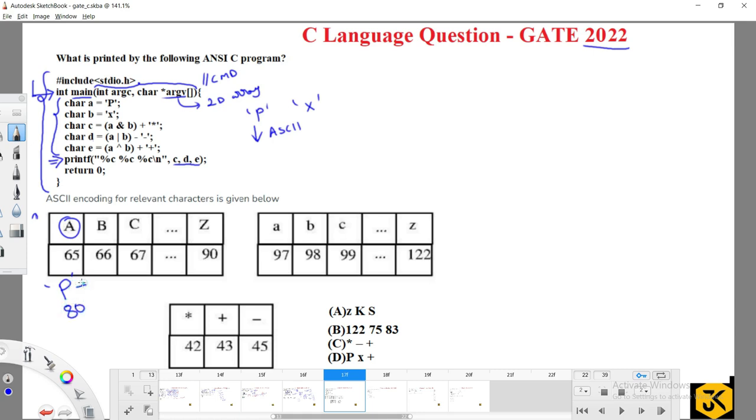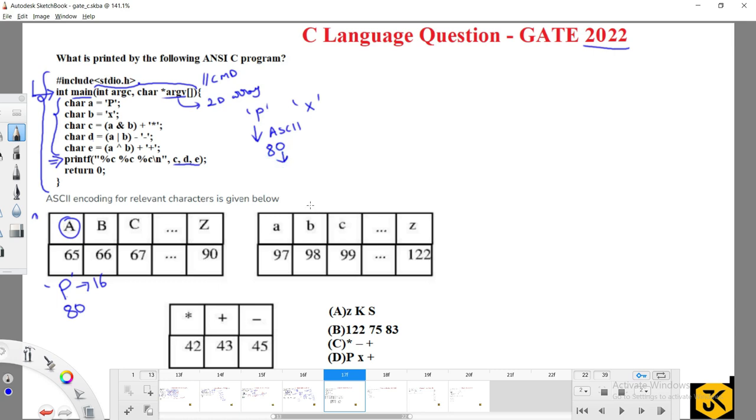Generally, the position number for P is 16, so you can simply remember it as 16. A is 65, and for P it is 80. That 80 is going to be stored as an ASCII value, and again it will be stored in the form of binary values.